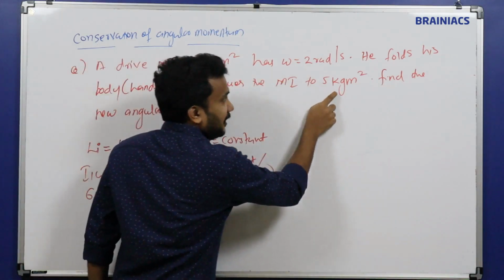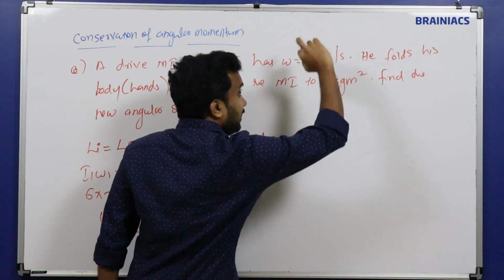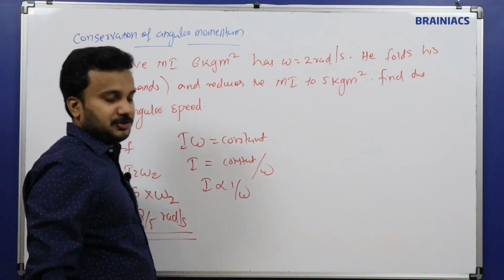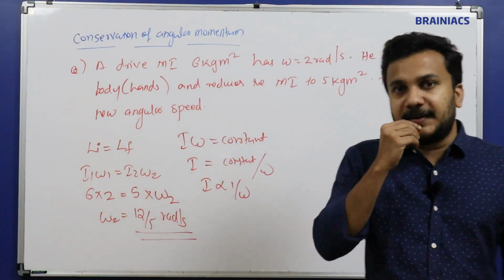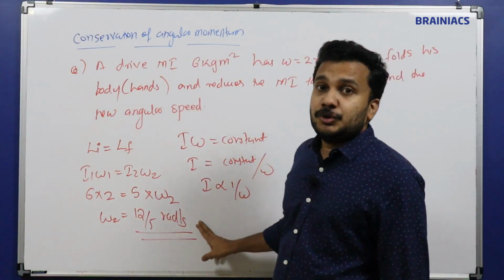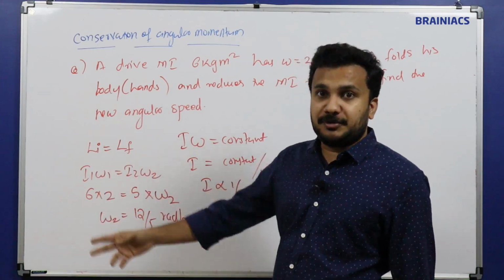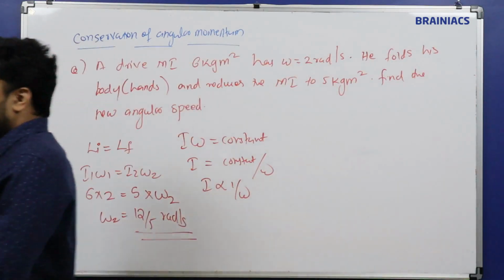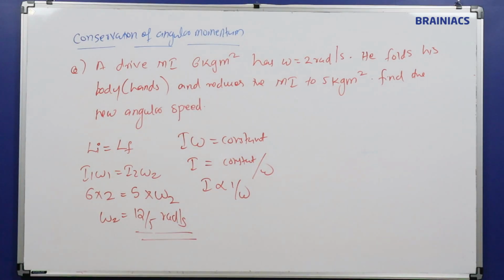I goes from 6 to 5, so omega increases. 2 will become how much? 12 by 5, which means 2.4. So omega is increased to 12 by 5, that is 2 will become 2.4. Remember that point: I is inversely proportional to omega. Okay, so fine.